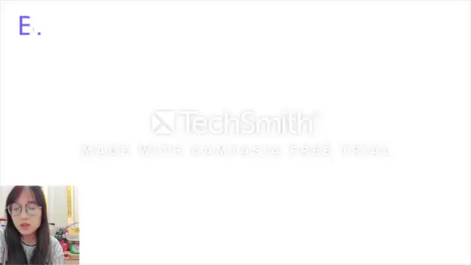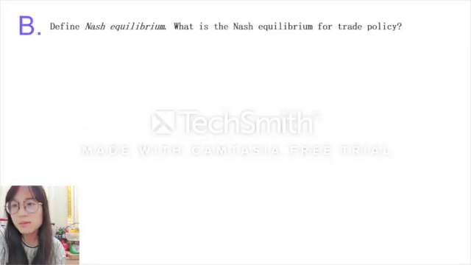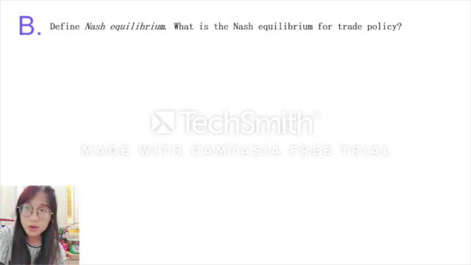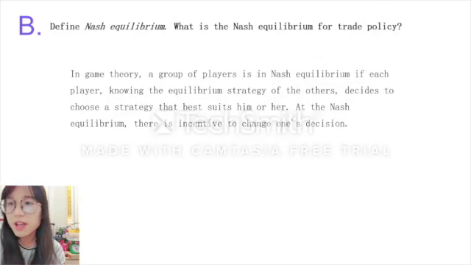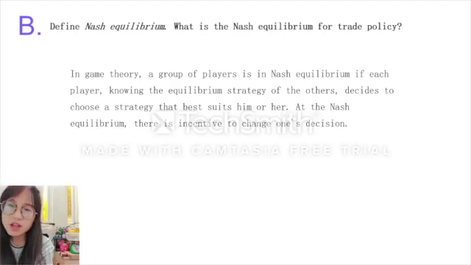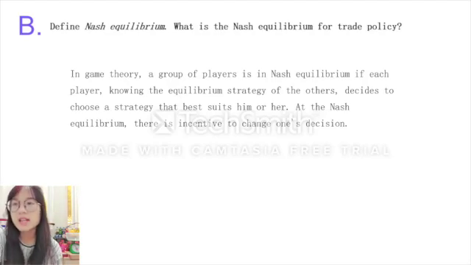The second question is to define Nash equilibrium for the trade policy. In game theory, a group of players is in Nash equilibrium if each player, knowing the equilibrium strategy of the others, decides to choose the strategy that is best suited for him or her.